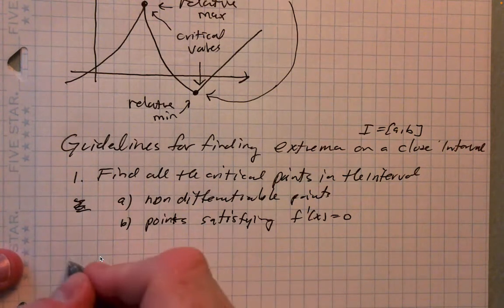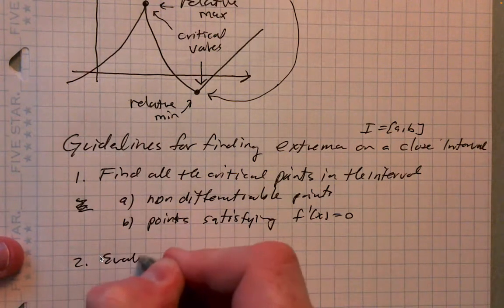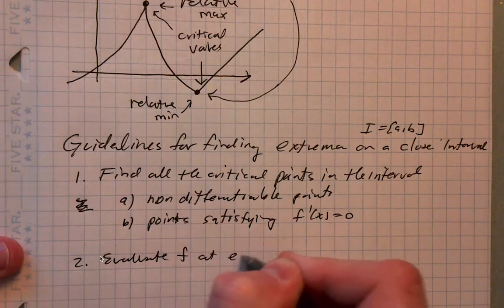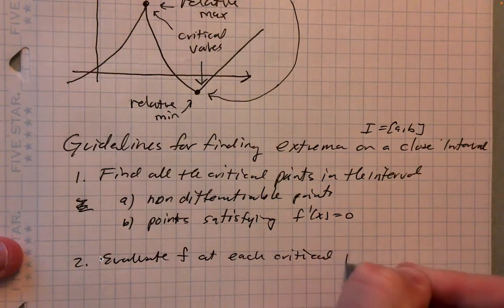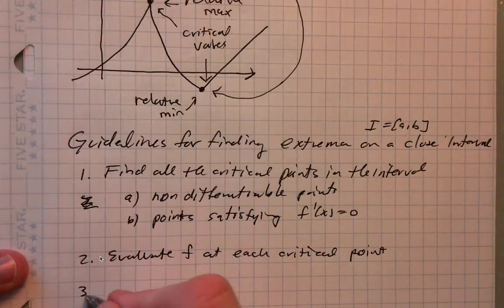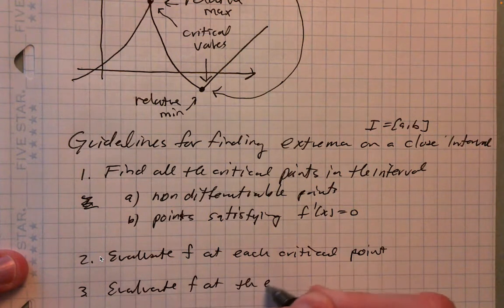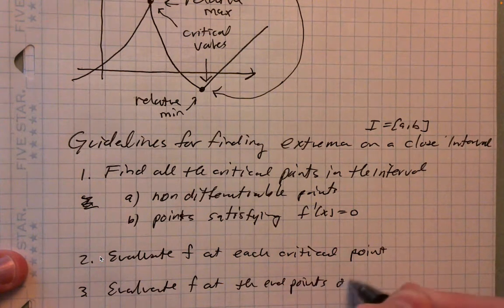All right, step 2 then. Once you've figured out all your critical values, you want to evaluate f at each of these critical points. Remember, you're trying to find maximums and minimums, so you need to figure out the value of f at each of the points. So that's step 2, and then don't forget to evaluate f at the endpoints of the interval as well.